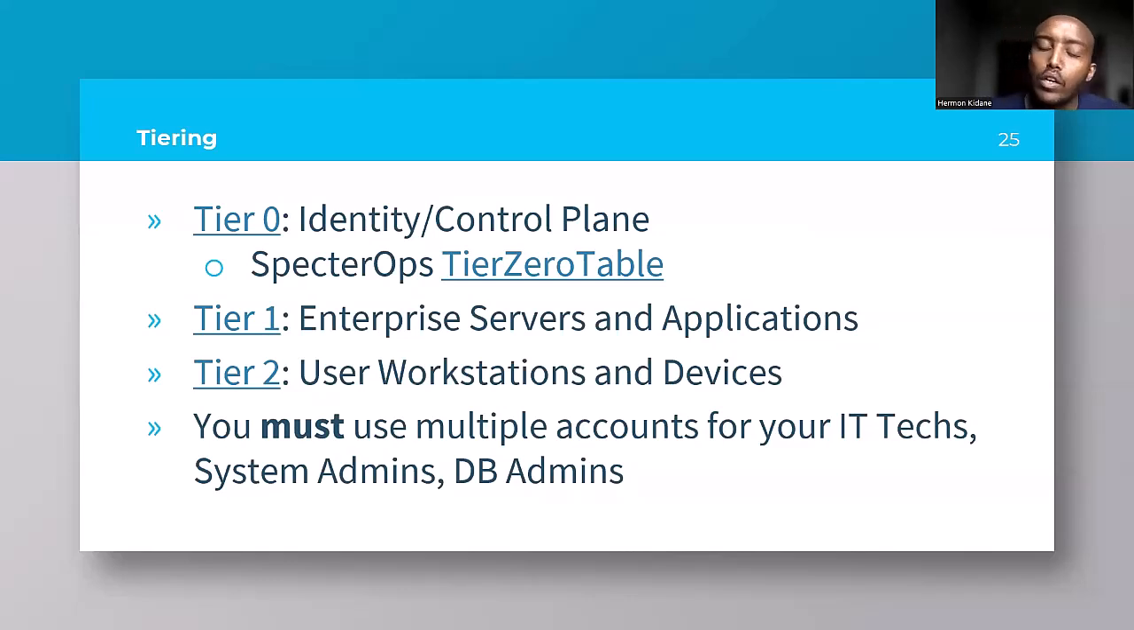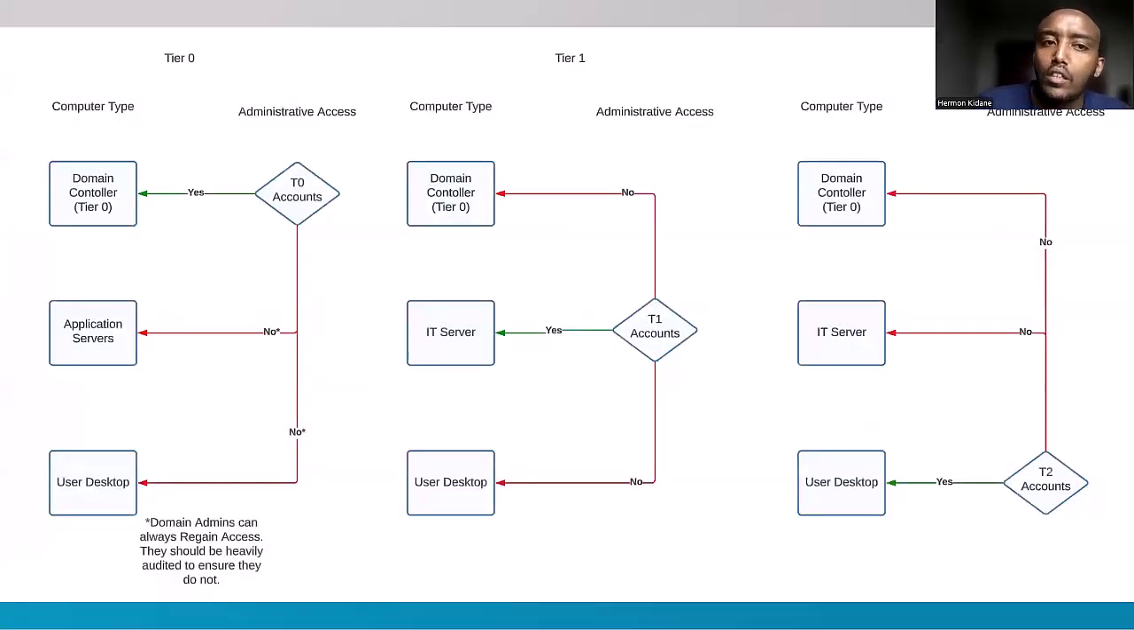One thing I would really like to emphasize is you must use multiple accounts for your IT techs, sysadmins, and database administrators. If you have a help desk support technician, that person should have one account for day-to-day tasks and an account for user workstation or tech support. If that person is also responsible for server administration, they have to have a different account. As you can see here on the chart, our tier 0 accounts can only access tier 0 objects like domain controllers. Your tier 1 accounts can only access tier 1 server objects like your database servers and application servers. And your tier 2 accounts can only access user desktops.